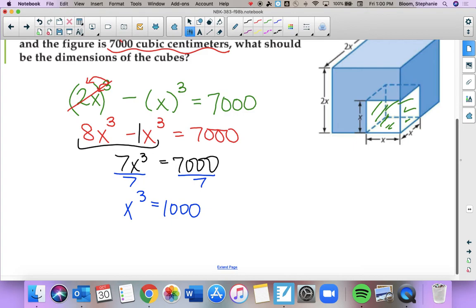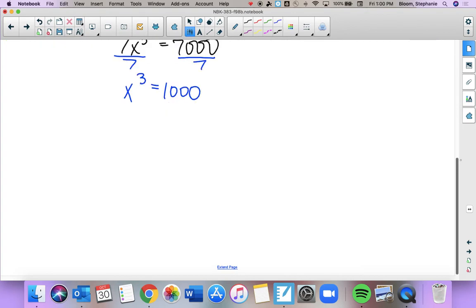Okay, so then let's bring it over to the other side. So we would subtract. And now we have a difference of cubes. Does everybody agree with that? So let's do our difference of cubes here. So we have our binomial and then our trinomial. We're going to set it equal to 0. So what would go in my binomial? x minus what? 10, good.